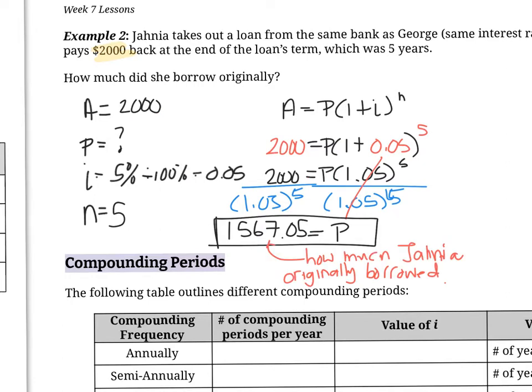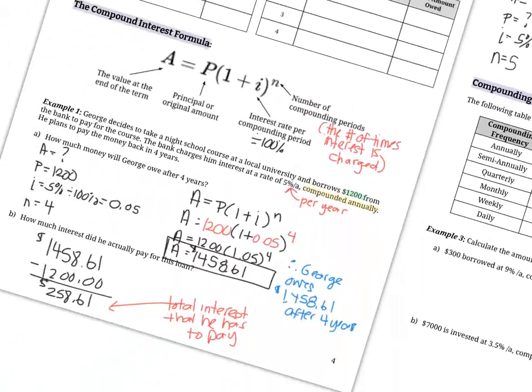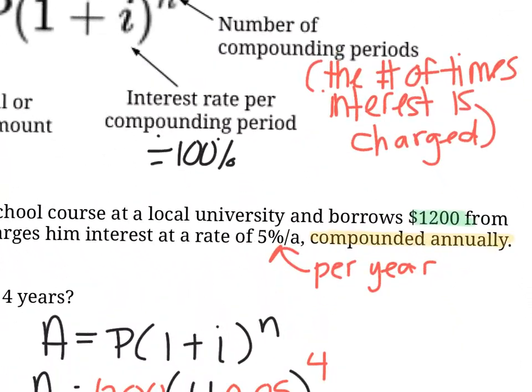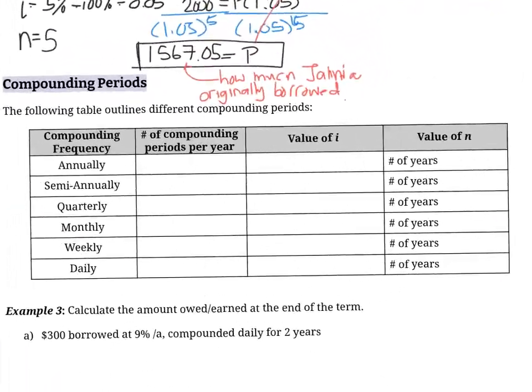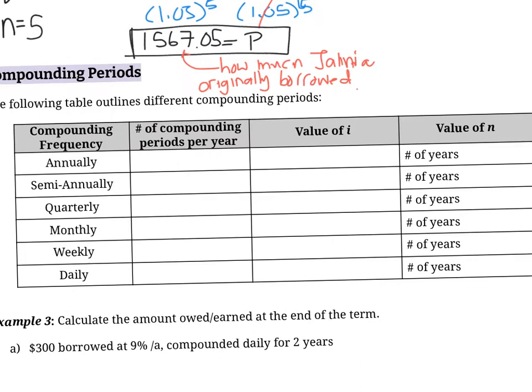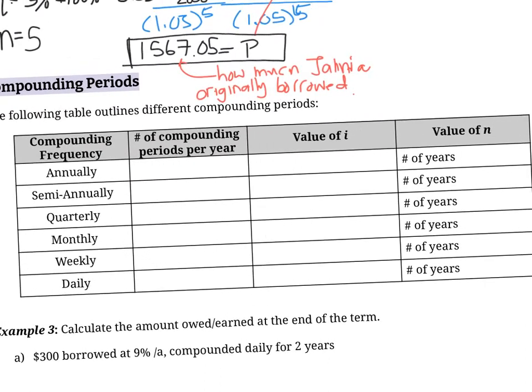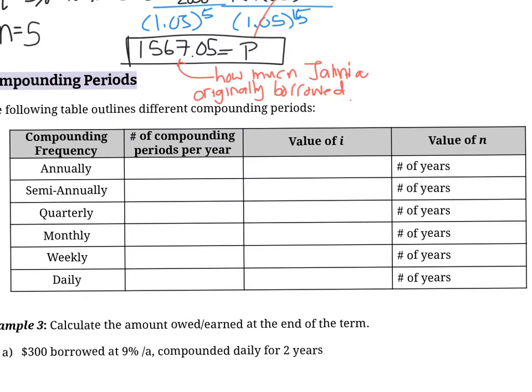So let's talk about compounding periods. There was this term in the last example, compounded annually, that I said we don't really know what that means. Let's talk about it later. So let's talk about that now. Compounding just means when is interest calculated.